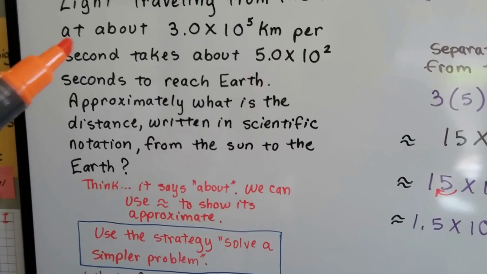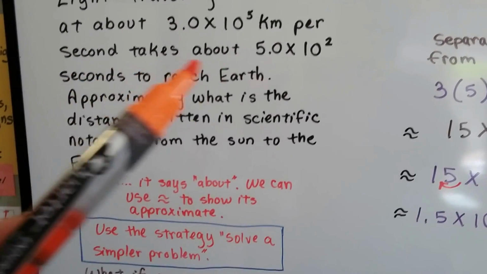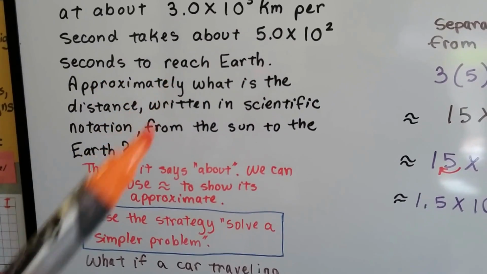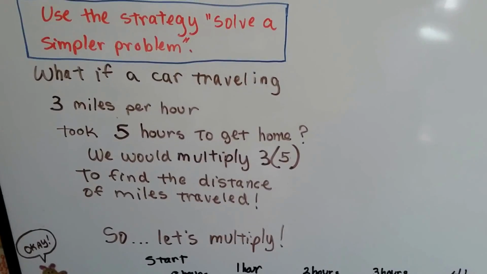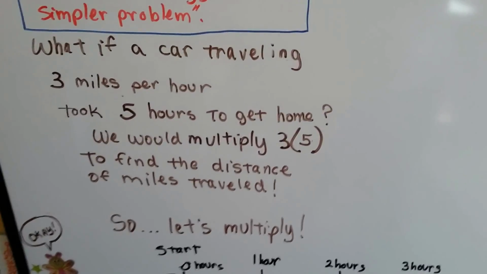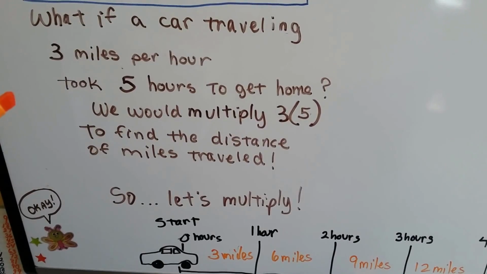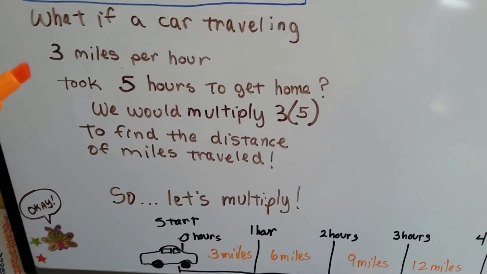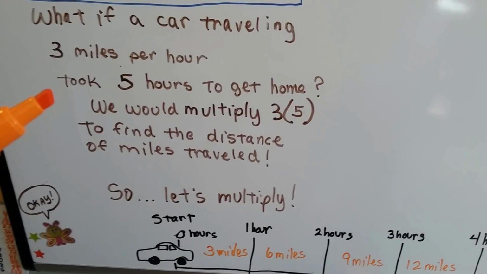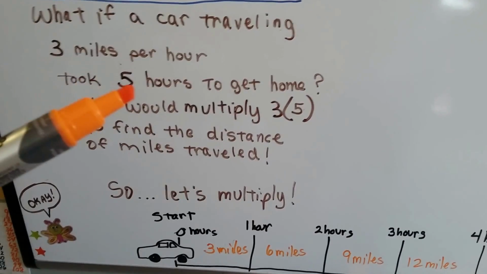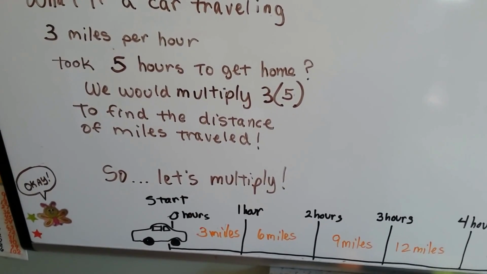So it's saying the light travels from the sun at this speed per second, and it takes this many seconds to reach the Earth. Now we need to find the distance. All right, so what if it was a car? Let's make it a simpler problem by turning it into a car going slower, okay, using regular numbers. What if a car traveling 3 miles per hour took 5 hours to get home? Well, if it's going 3 miles per hour and it took 5 hours, we're going to multiply 3 times 5 to find the distance of miles traveled.